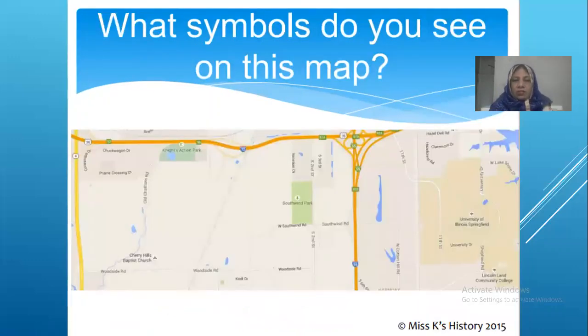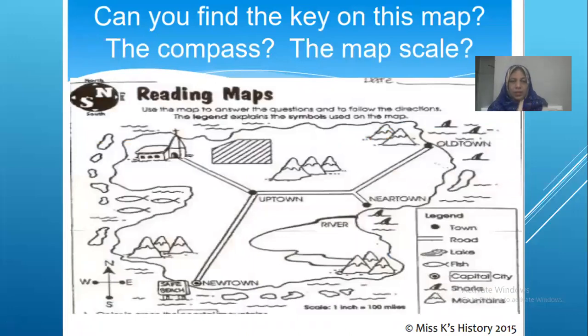Now another question: what symbols do you see on this map? Look here, this blue color shows some water area, this line shows some highways, and these are cities, capitals. Can you find the key on this map? The compass, the map scale. Who can tell me where the key is? Yes, all of you are right. This is the key or legend, with the symbols drawn here and their explanation here.